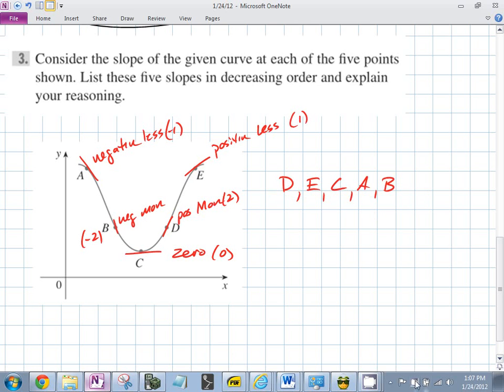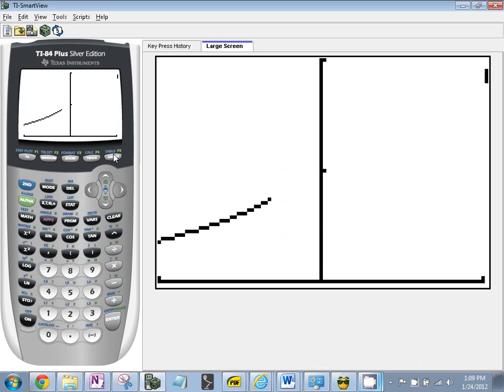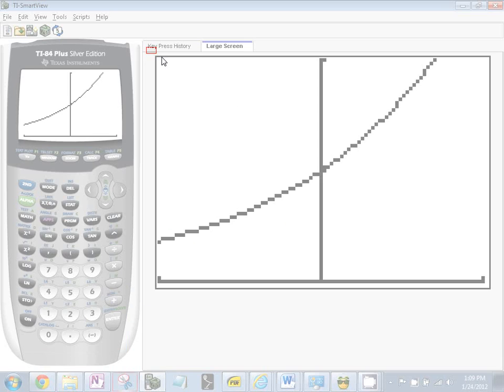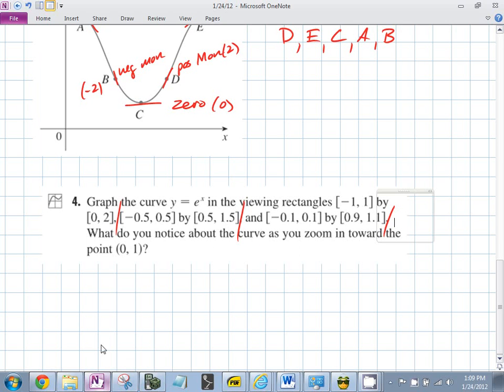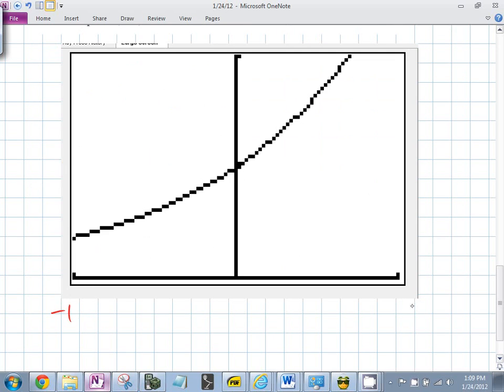Okay, so we have this, so we graph it. Does it look nice and curved? Okay. So this represents, just so you can remember, -1 to +1, 0 to 2. And this is y equals e to the x.